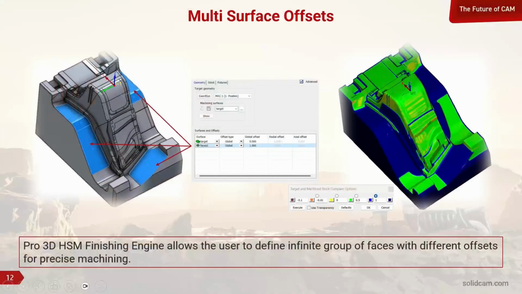Multi-surface offsets, also a very useful feature where you can define different offsets for different groups of surfaces, and it will leave the material accordingly.